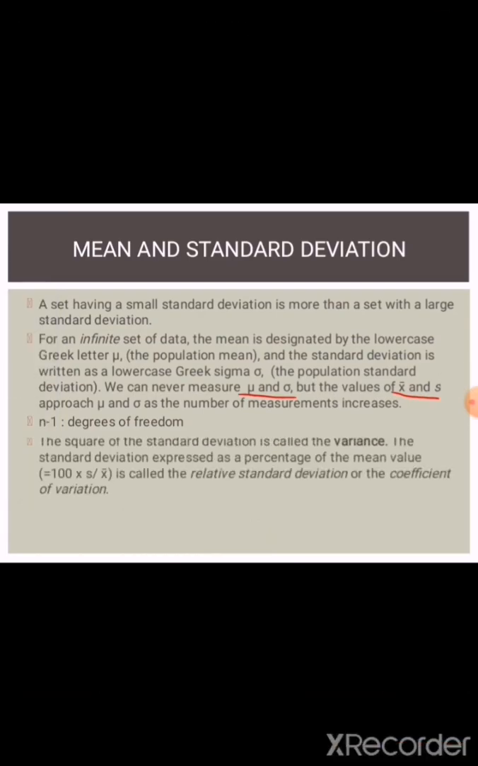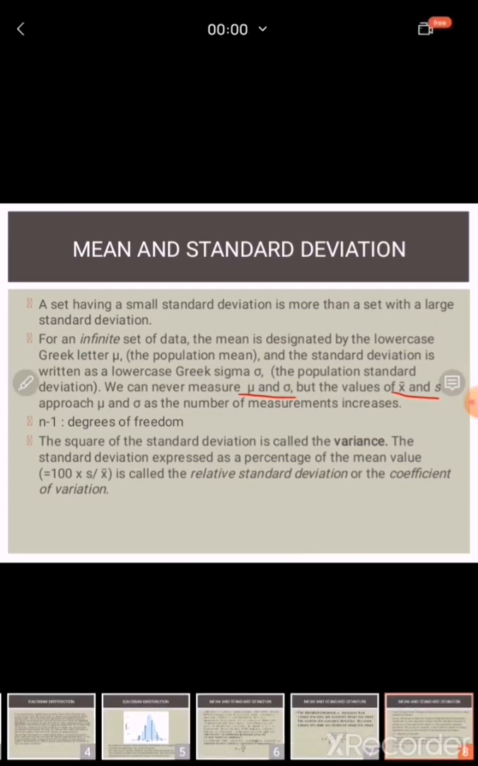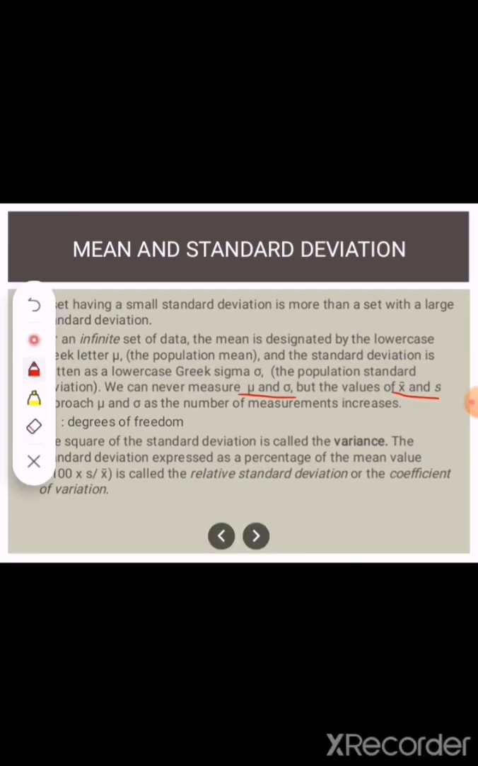N-1 is the degree of freedom, and the square of the standard deviation is called the variance. The standard deviation expressed as a percentage of the mean value, 100 times standard deviation over x, is called the relative standard deviation, or the coefficient of variance. So ito yung mga significant formulas natin aside from the mean and standard deviation. For the variance, squared lang siya ng standard deviation, at si relative standard deviation, RSD, or the coefficient of variance, siya lang yung percentage of the mean value.